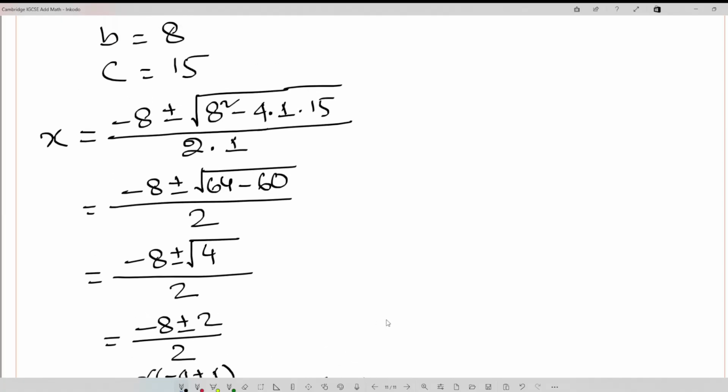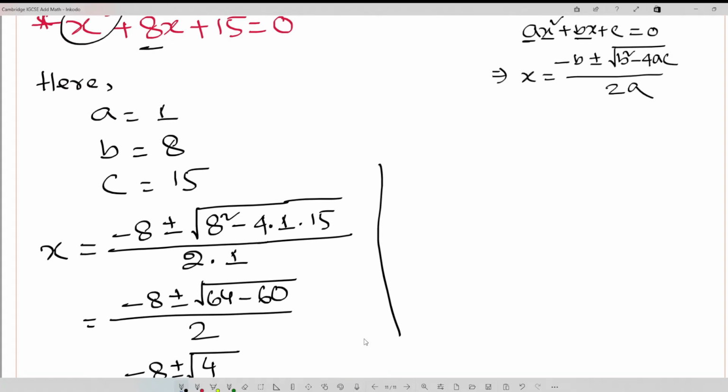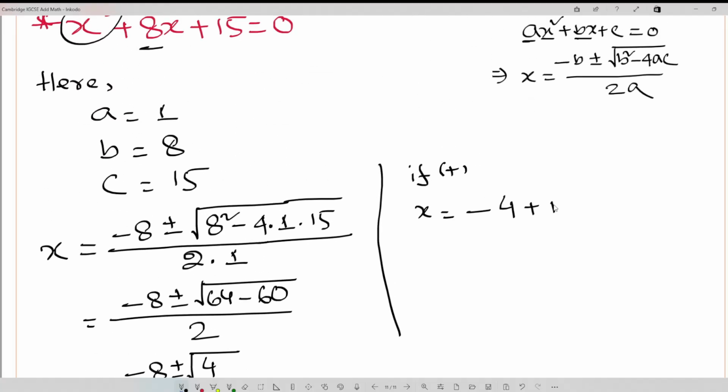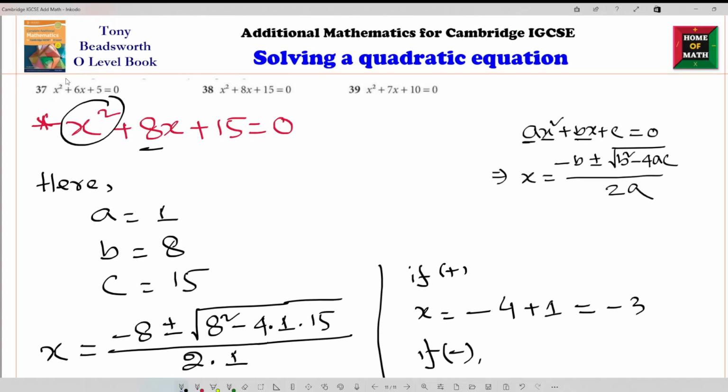So what will be the exact answer? Here are two parts, one is plus, another one is minus. In case of plus, x equals minus 4 plus 1, it means minus 3. If minus, right? So x equals minus 4 minus 1, it means minus 5. So our answer is x equals minus 3 or minus 5. This is our answer. So first one and second one done.